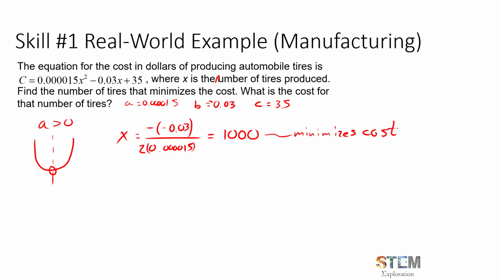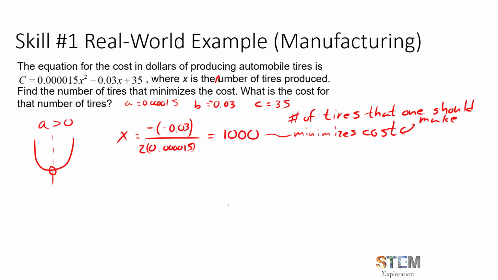And that's something I will probably ask you on a quiz or an exam, is to go and find these values. Obviously, I'm telling you to go look at a vertex specifically, but it's going to be the number of tires that one should produce, or I should say one should make, to minimize your cost.